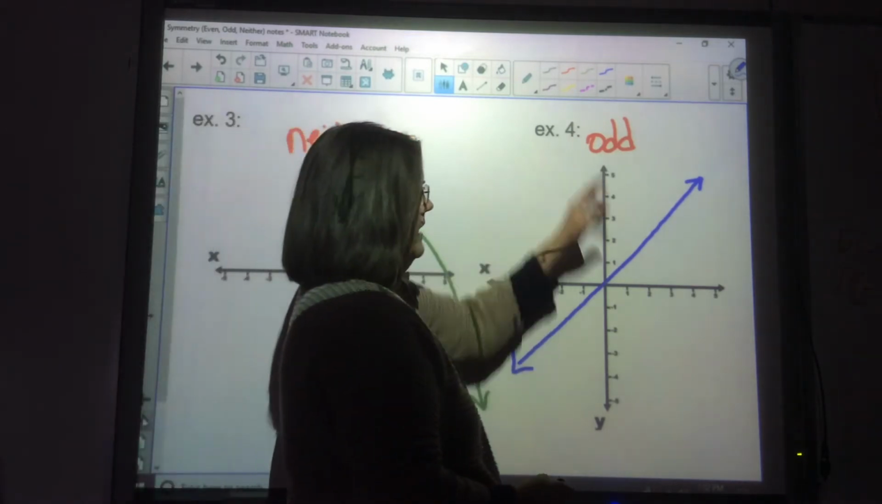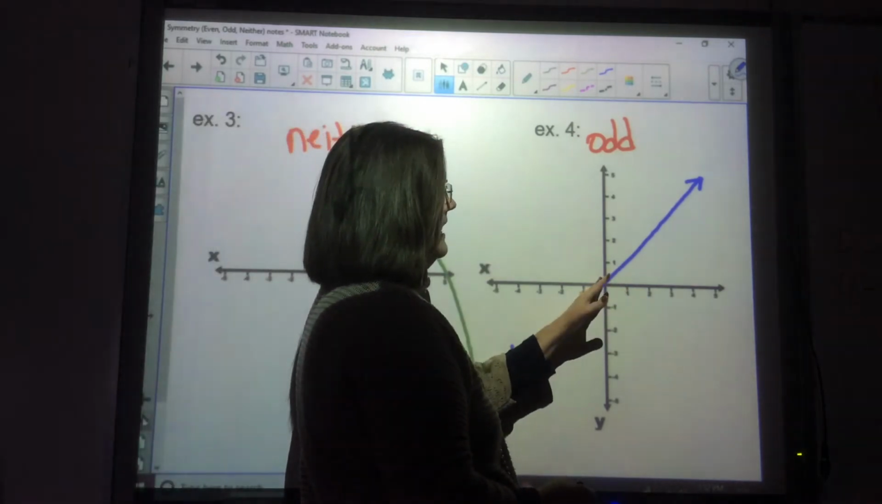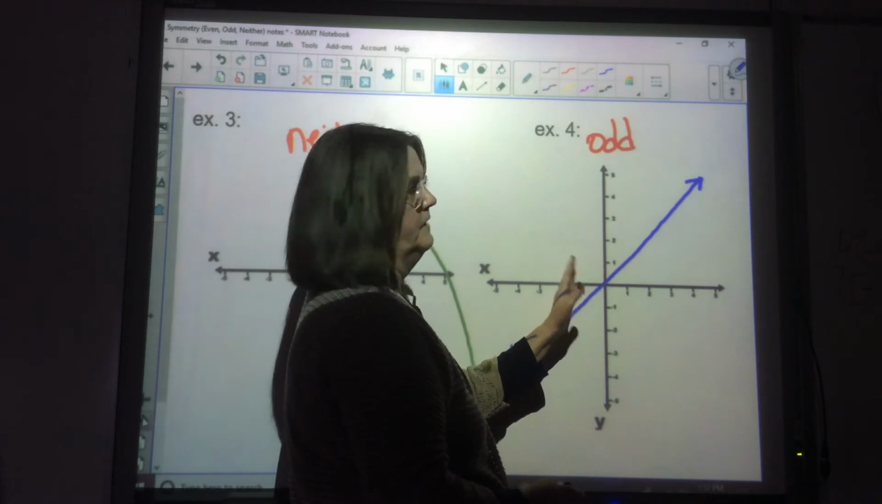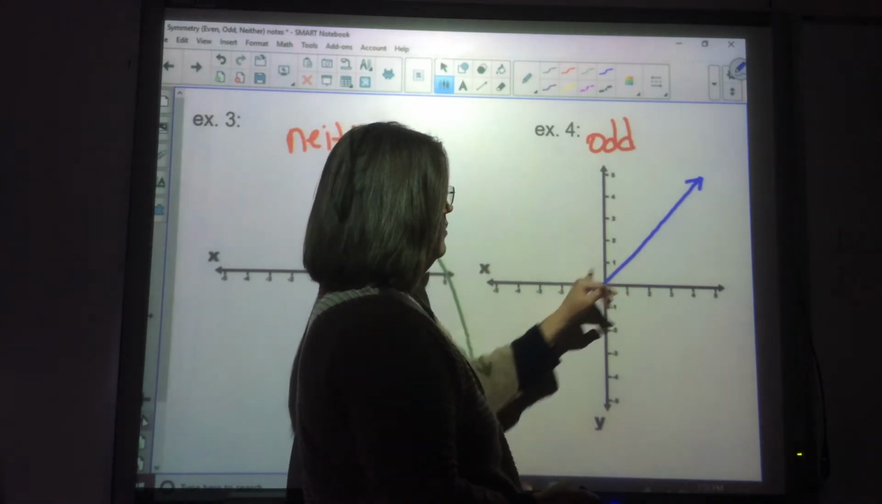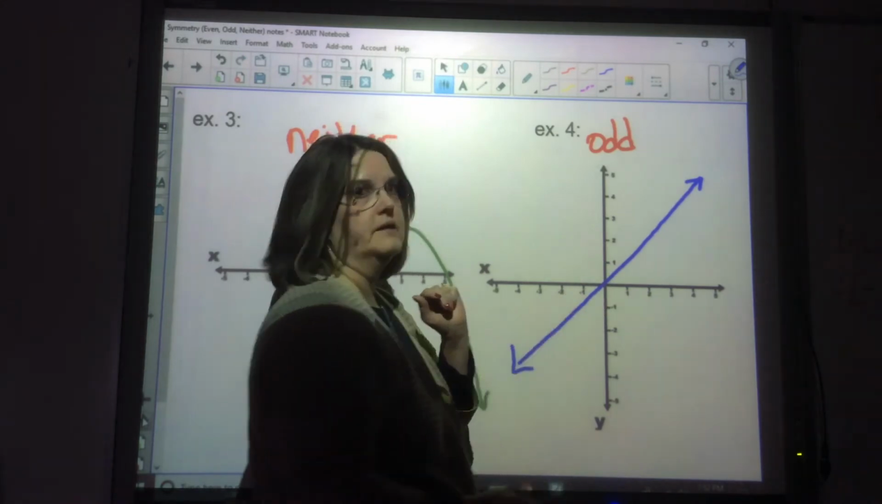This one is odd. I can take this and spin it totally upside down, and it will land on top of itself. It's odd. 1, 1, negative 1, negative 1. It's odd.